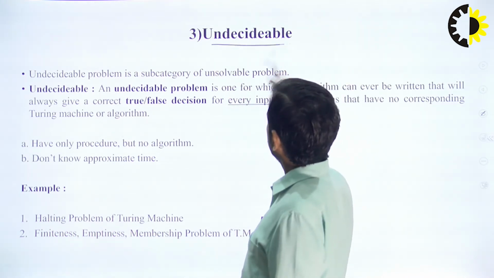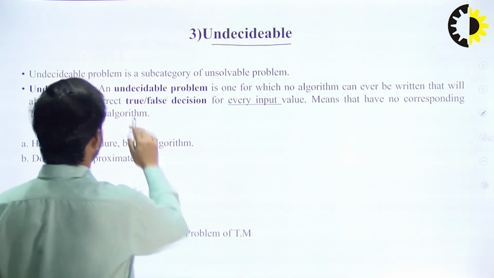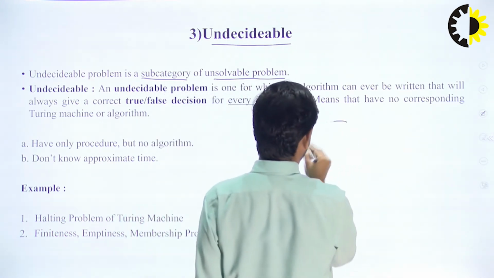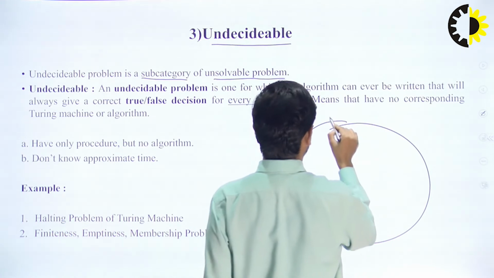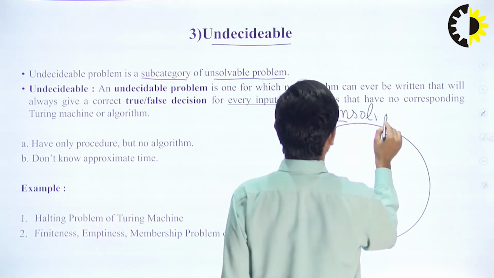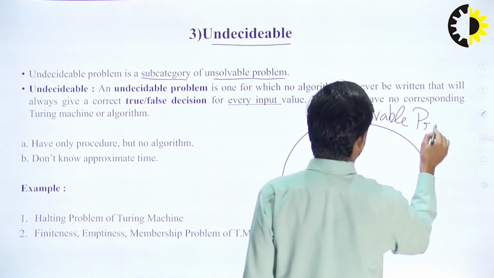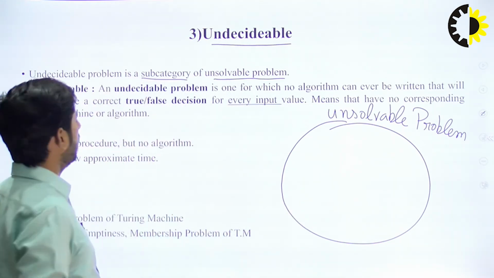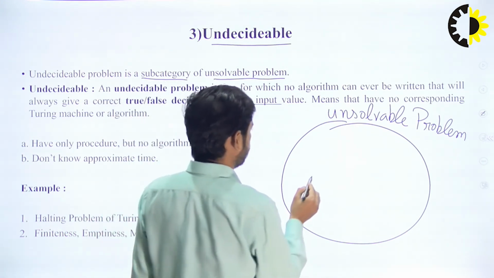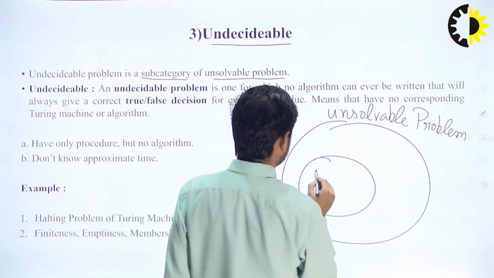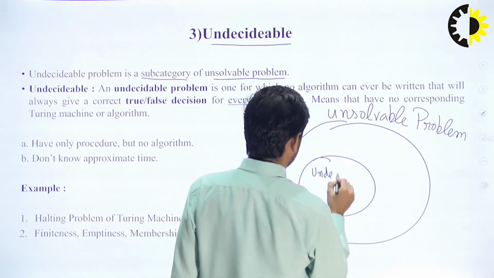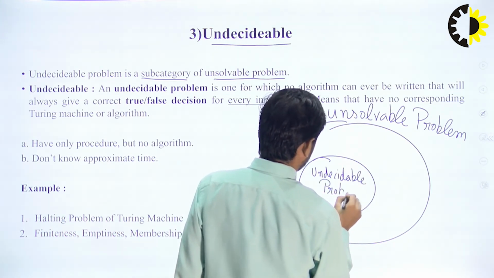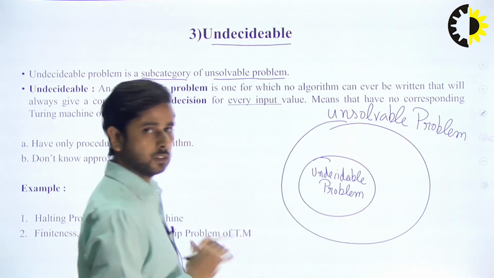Third is undecidable problem. Undecidable problem is a subcategory of unsolvable problem. Suppose there are lots of unsolvable problems, a set of unsolvable problems. So undecidable problem is a subcategory of unsolvable problem. Suppose this subset is the undecidable problems.